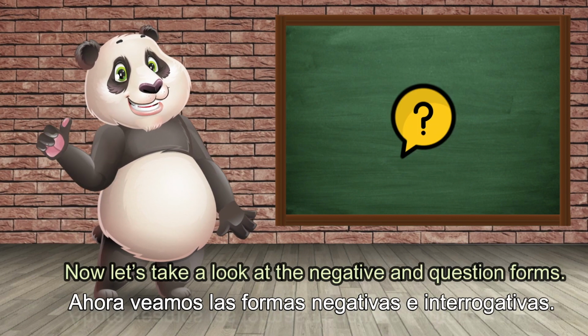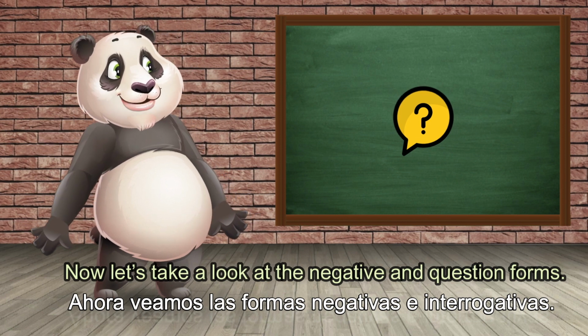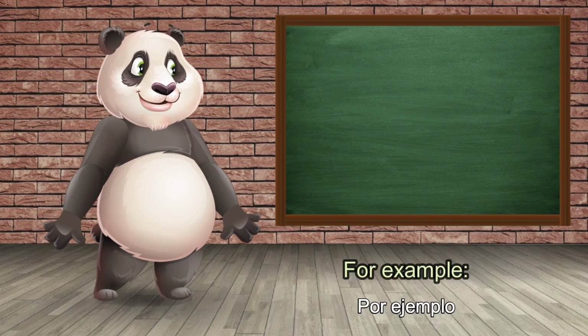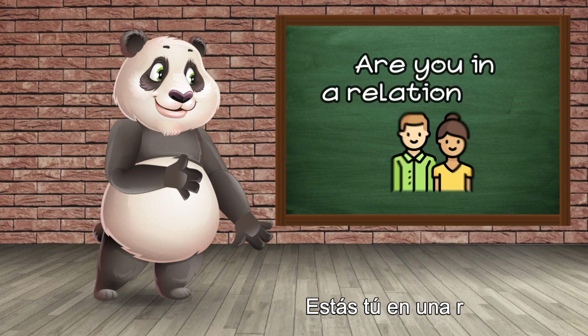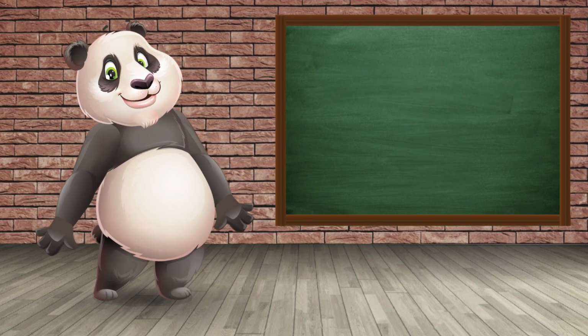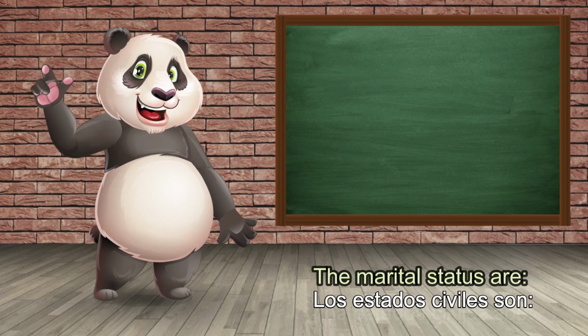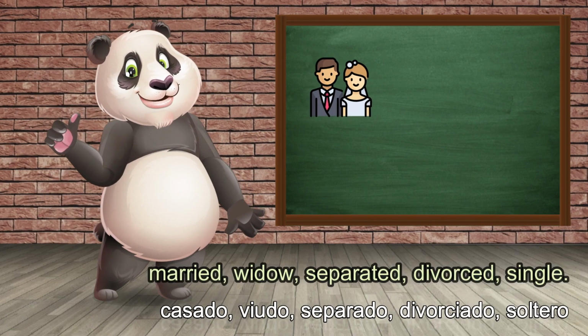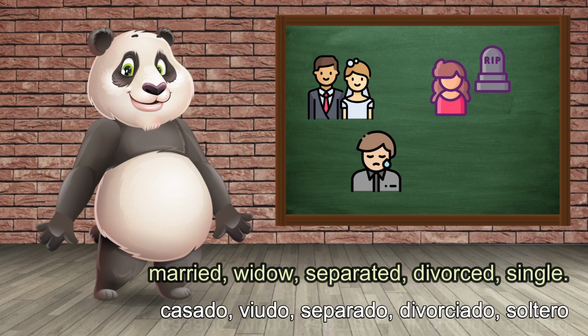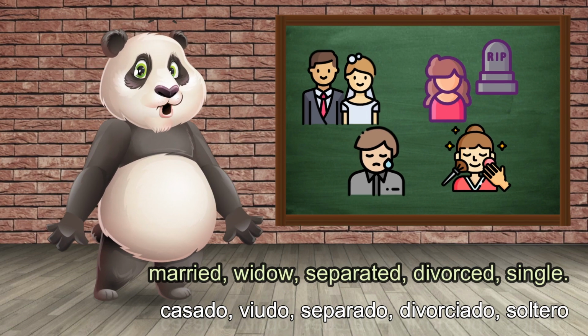Now, let's take a look at the negative and question forms. For example, are they married? Are you in a relationship? She is not a widow. The marital statuses are: married, widow, separated, divorced, single.